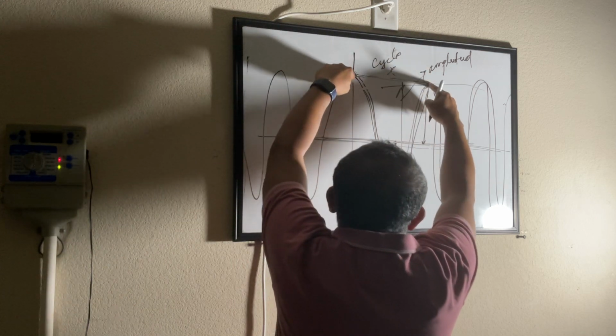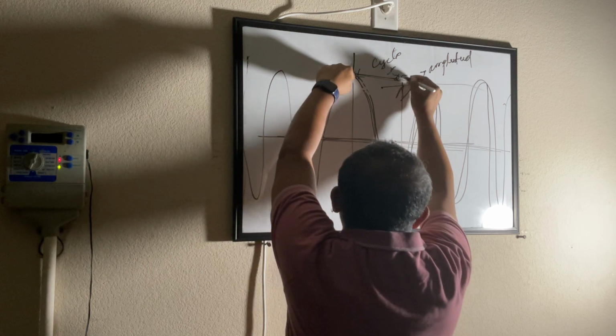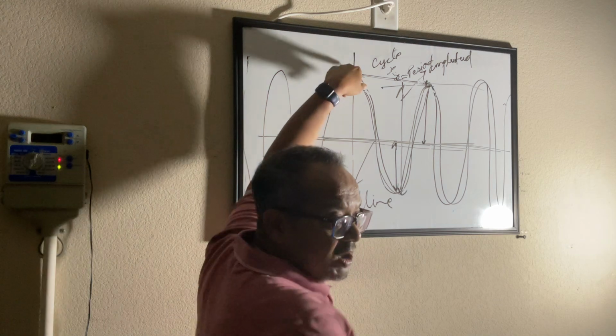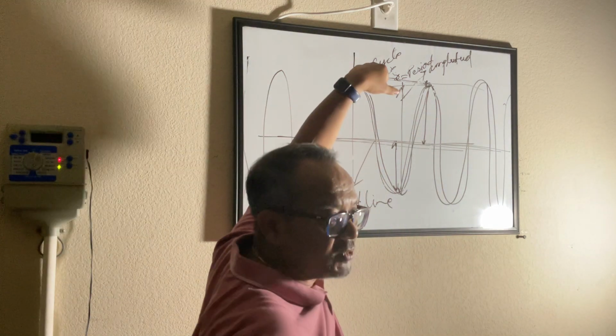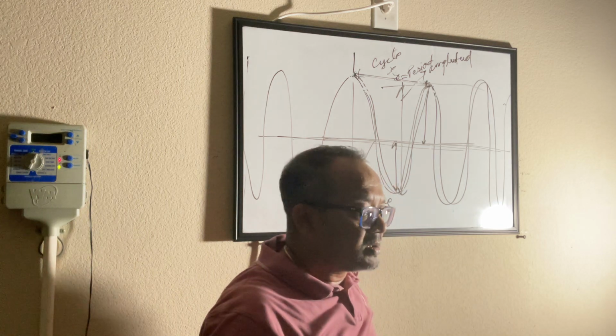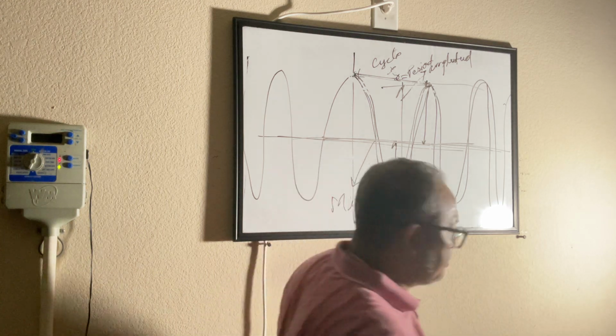Here to here is one complete cycle, and this distance from here to here along the x-axis is called a period. This is one period or one cycle. Does the x-axis always have to be the midline, or can it be something else? It can be anywhere.